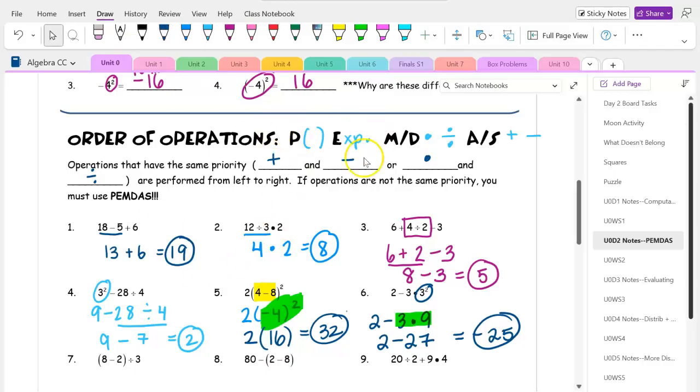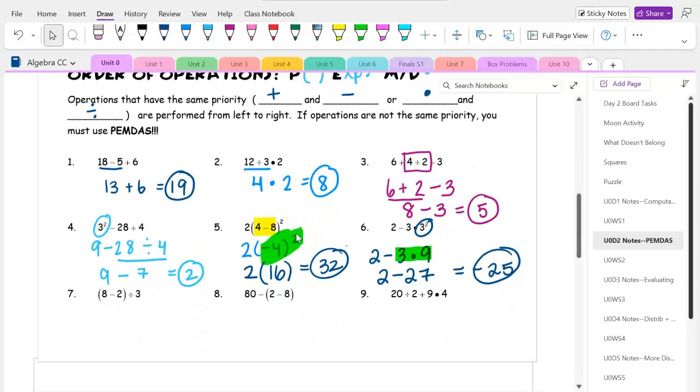All right, so you just literally go in this order. So start with parentheses. Yes, I have them. 8 minus 2 is 6. Now that's all that's left. 6 divided by 3 is 2.